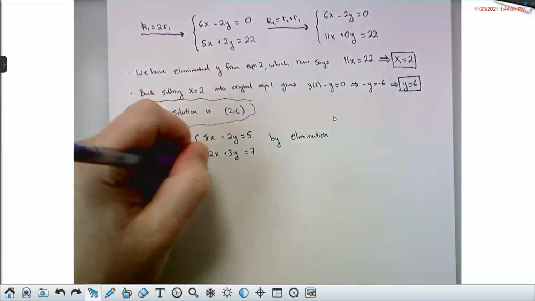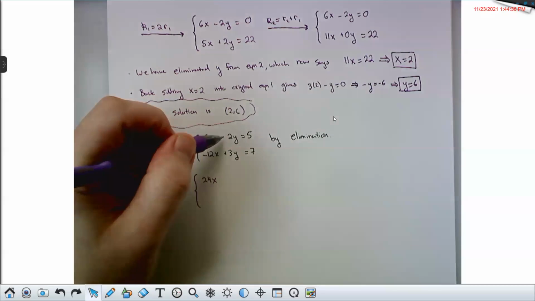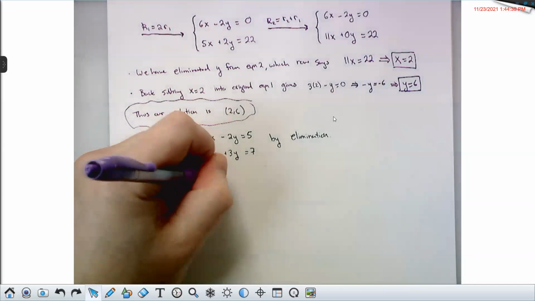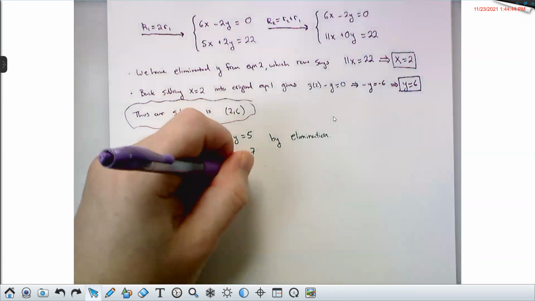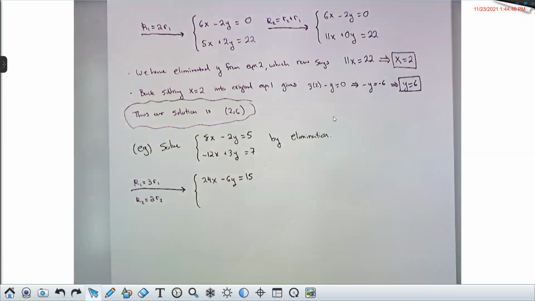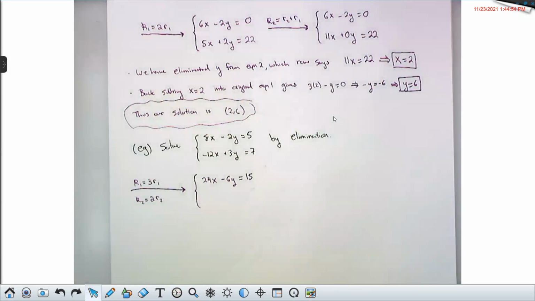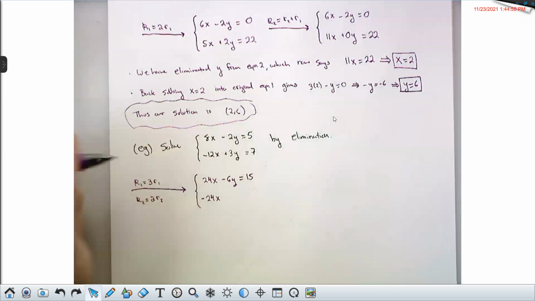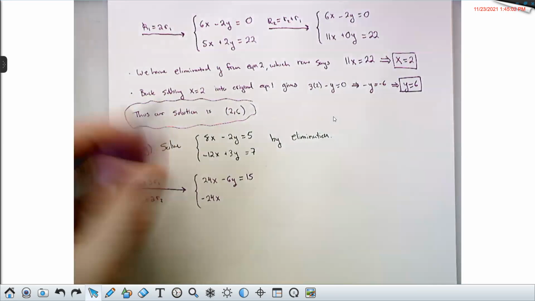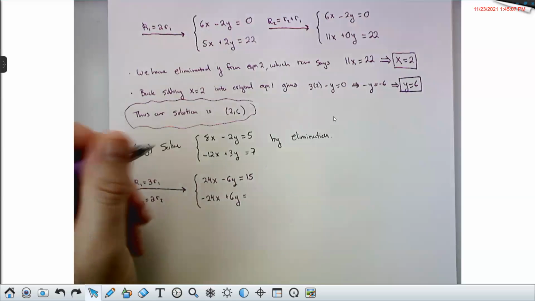3 times row 1, that's 8 times 3 is 24x, minus 2 times 3 is 6y, equals 15, 5 times 3, which is 15. And in the same step, I'm going to multiply through row 2 by 2. Negative 12 times 2 is negative 24, so negative 24x. 3 times 2 is 6, so I'll have plus 6y equals 7 times 2 is 14.